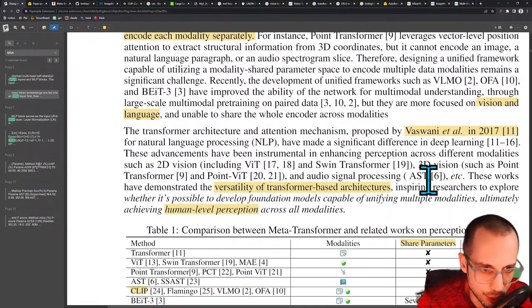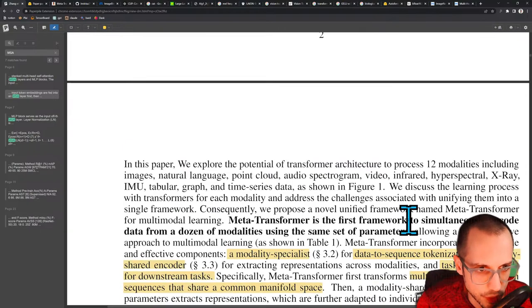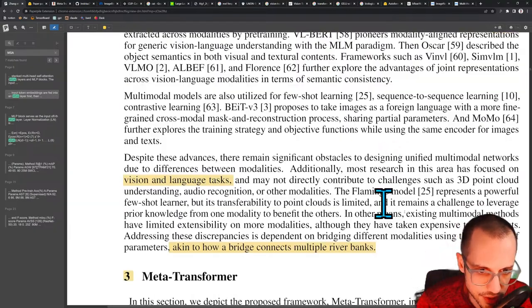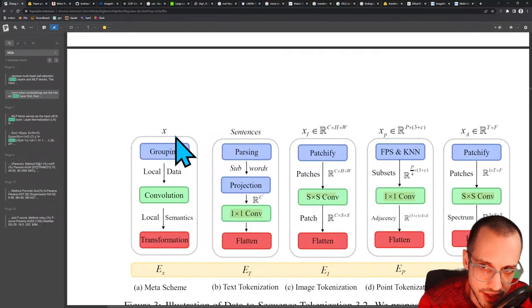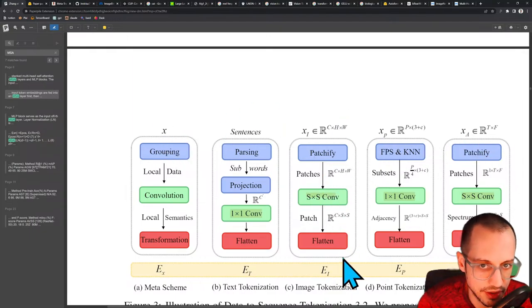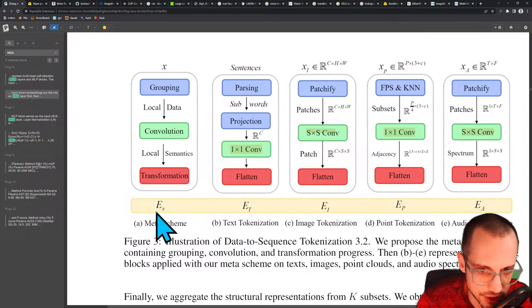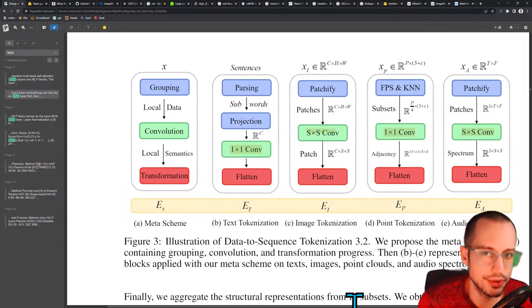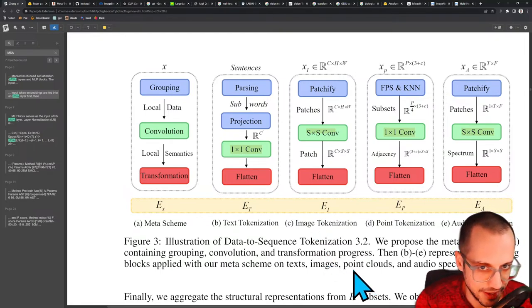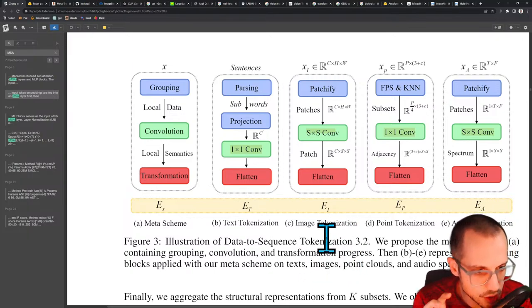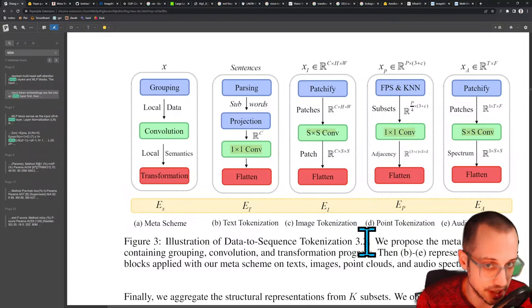But then when we dug in deeper, we realized that what they're doing is they're just taking every single modality here and encoding it into an embedding. So every single modality has its own separate encoder, and then they have an encoder that consumes these embeddings and further encodes it into a new embedding, and then that embedding is what they're calling their unified representation, right?